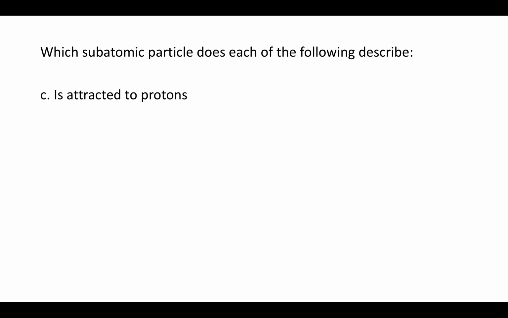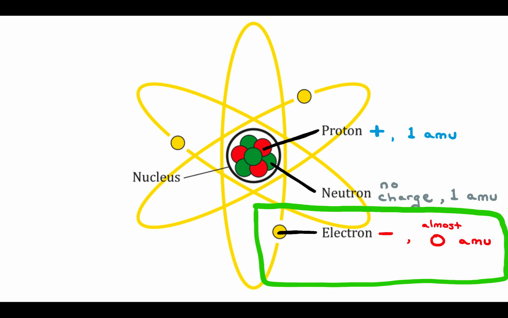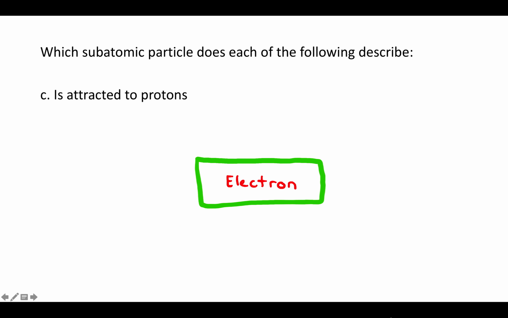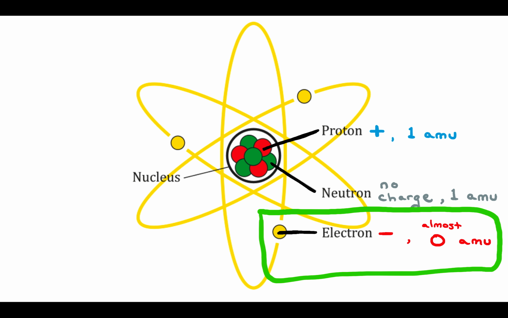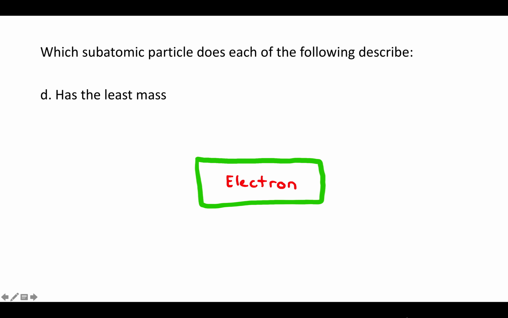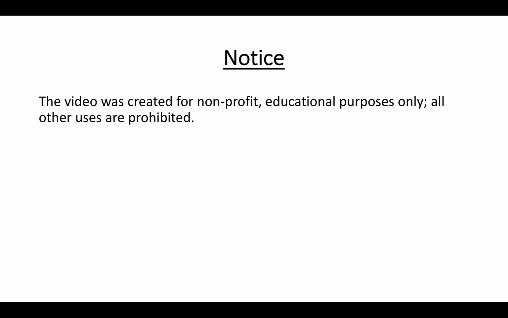Which one is attracted to protons? Opposite charges attract, and so protons, because they have a positive charge, are going to attract electrons, which have a negative charge. Which one has the least mass? Well, protons weigh 1 AMU, neutrons weigh 1 AMU, but electrons weigh almost none, so that's the least mass.